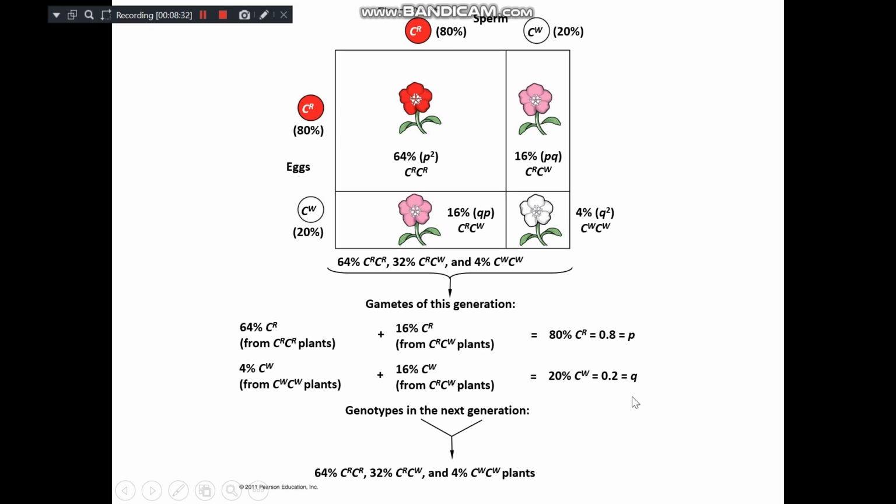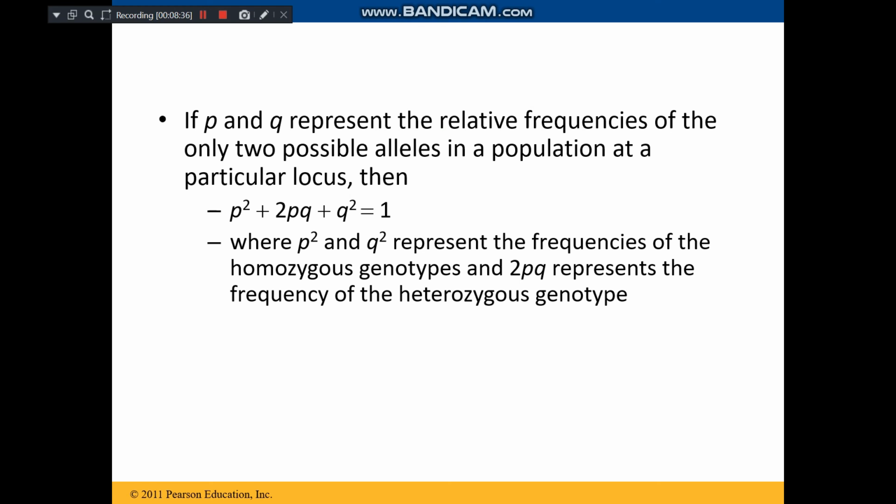From generation to generation, the frequency of alleles remains unchanged unless there is an external pressure. If p and q represent the relative frequencies of the only two possible alleles in a population at a particular locus, it will become p square plus 2pq plus q square equal to 1, where p square and q square represent the frequencies of homozygous genotypes and 2pq the frequency of the heterozygous genotype.